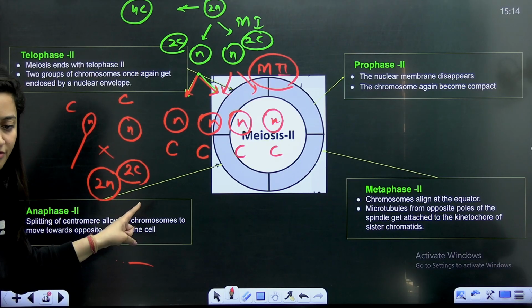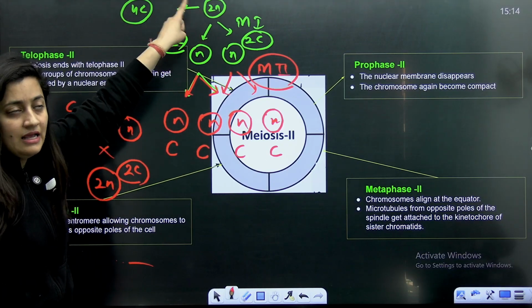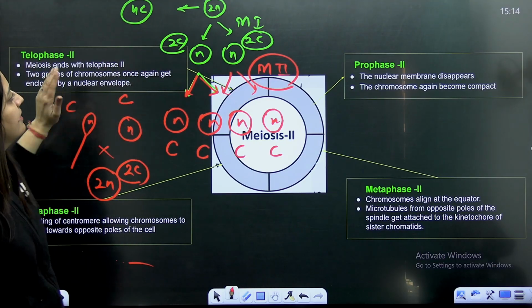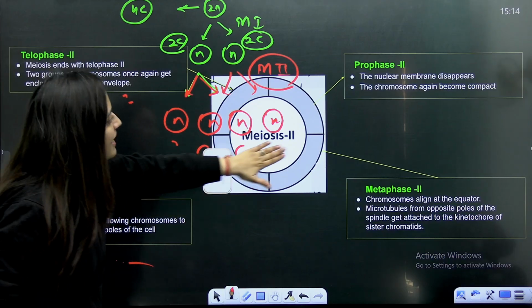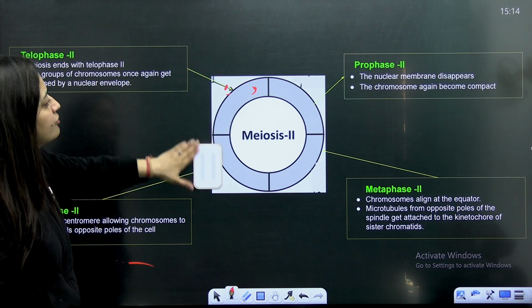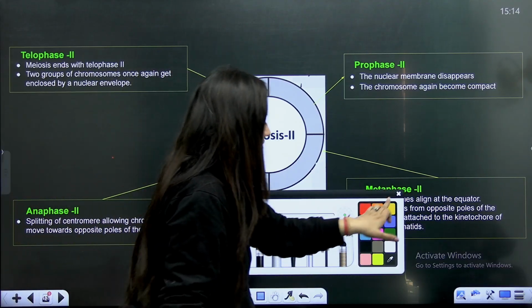This is the initial amount of DNA, but after S phase it has become 4C, because this cell, after S phase, is undergoing the division. That's why we are saying here it is 4C. In meiosis 2 also, the daughter cells will have the same number of chromosomes as the parental cell. That is why we say that it is somewhat like mitosis only.